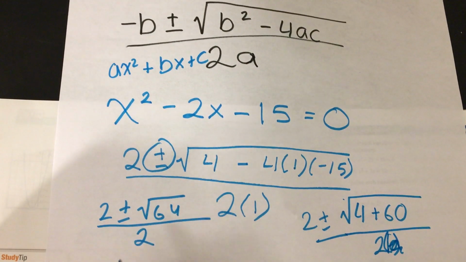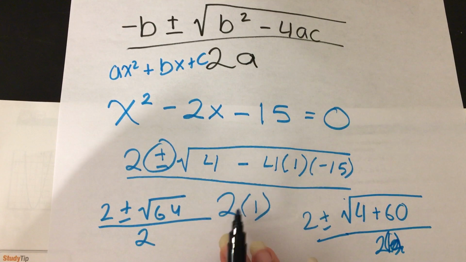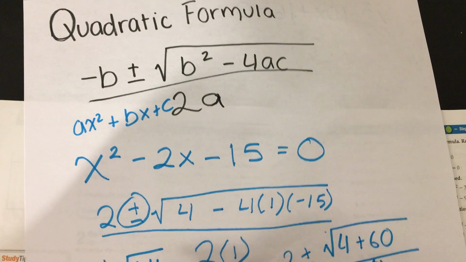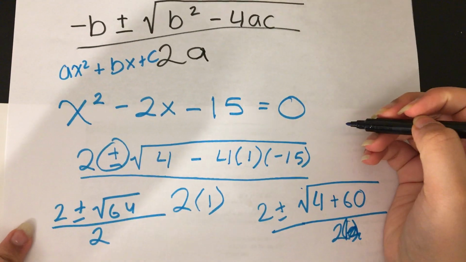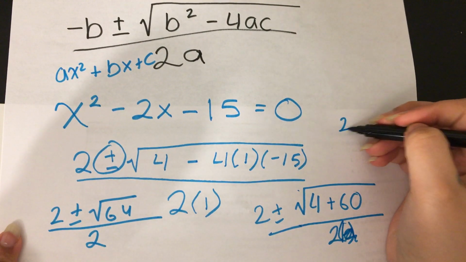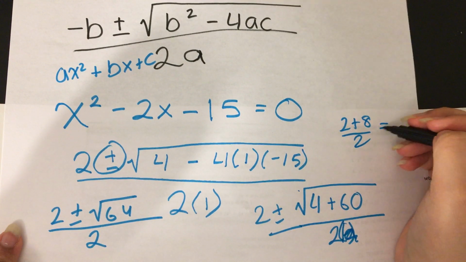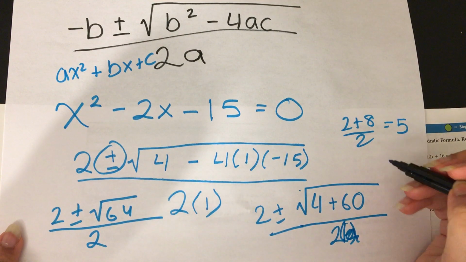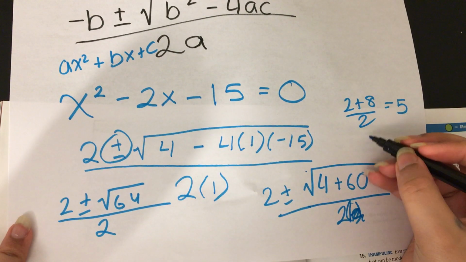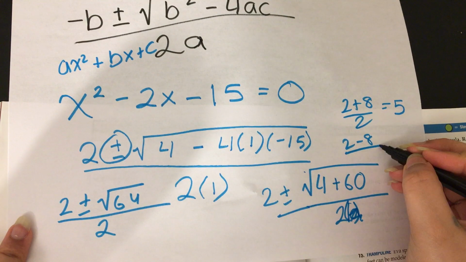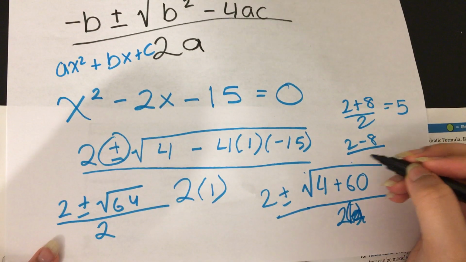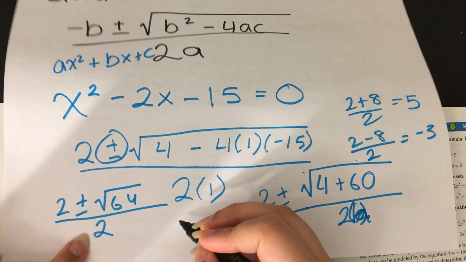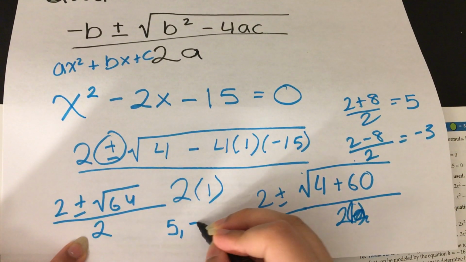And that has two possible answers. Again, the square root of 64 is 8, so it could either be 2 plus 8 divided by 2, which is 10 divided by 2, which is 5. Or it could be 2 minus 8, which is negative 6, divided by 2, which is negative 3. So our two possible answers would be 5 or negative 3.